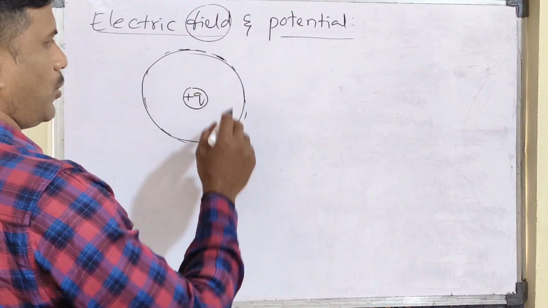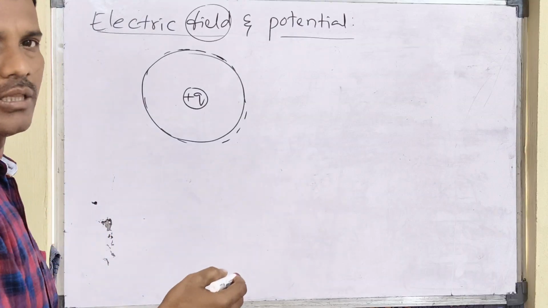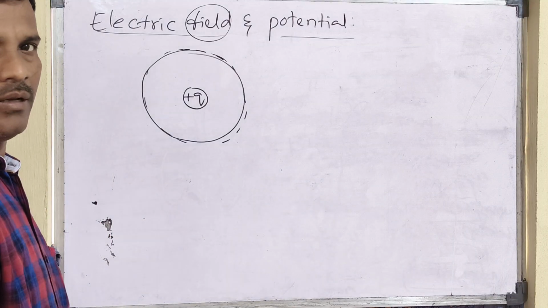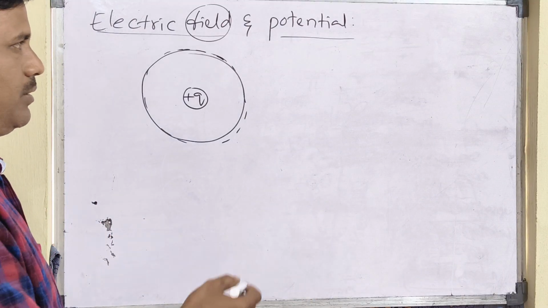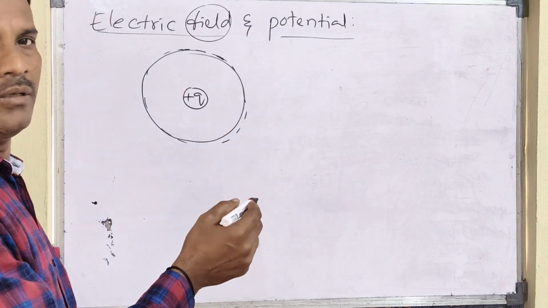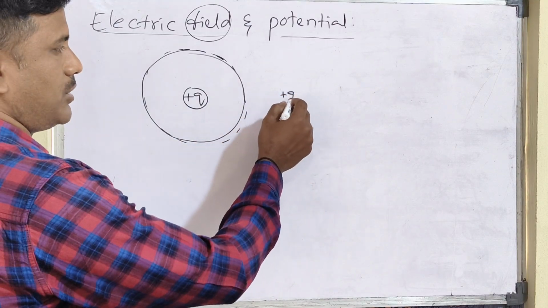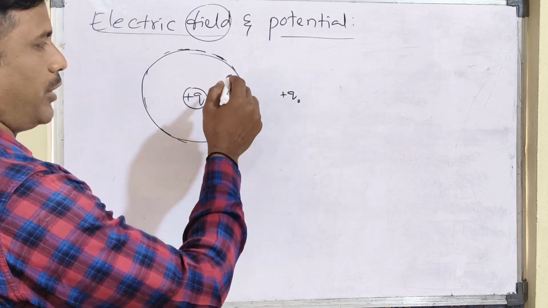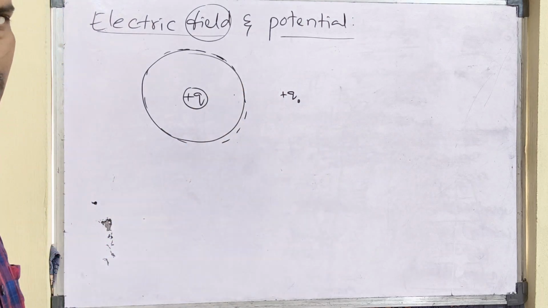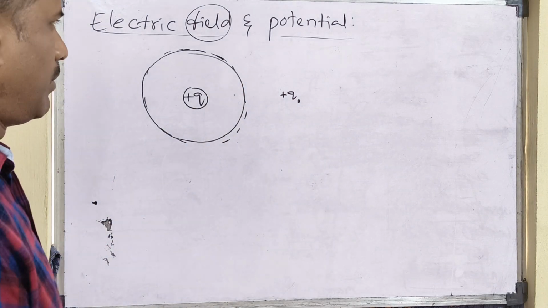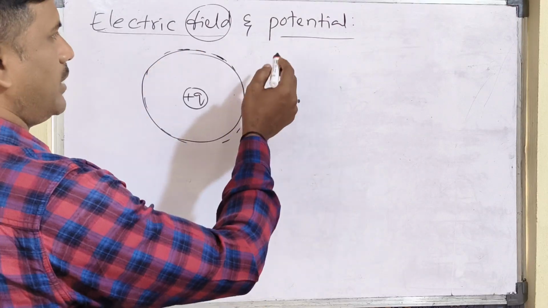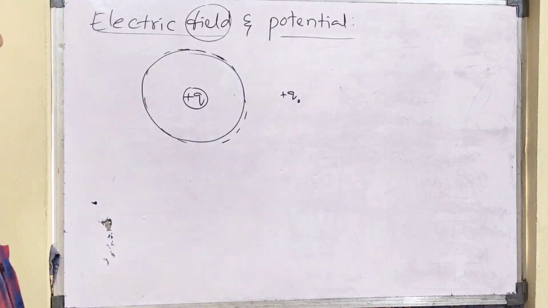Next, potential means what? Potential is nothing but work done, as we learned in the previous concept. The amount of work done in bringing a unit positive test charge from infinity to that point against the electric field is called potential. Same like that here, we derive the relation between electric field and potential.